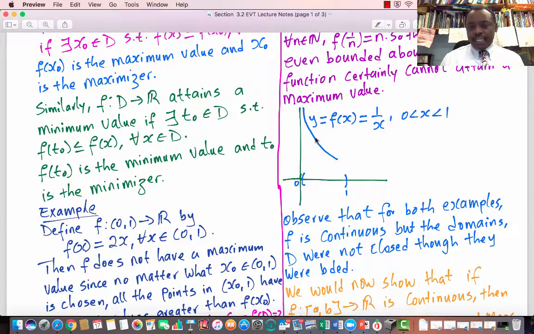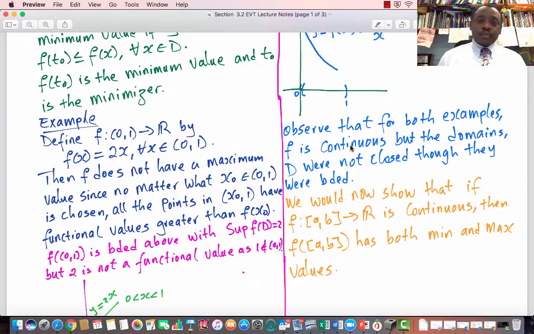It does not attain a maximum value because it is unbounded as we approach 0. As we have stated above, for both examples, f is continuous, but the domains D were not closed. They were bounded, but not closed. So we would show that if f is continuous on a closed bounded interval, then the image set would have both maximum and minimum values, and that is what we call the extreme value theorem.